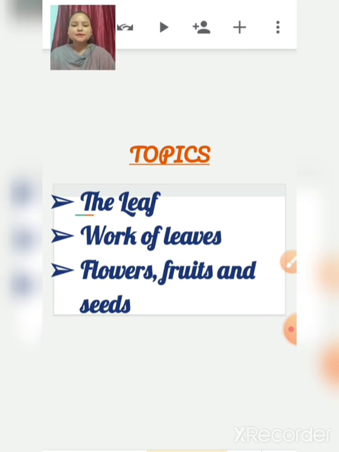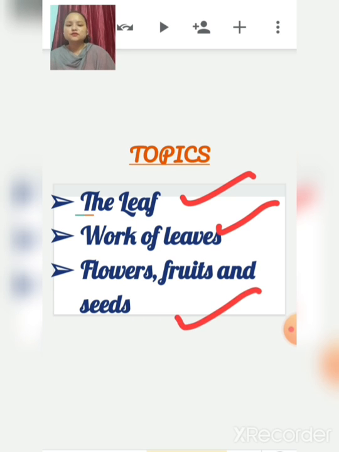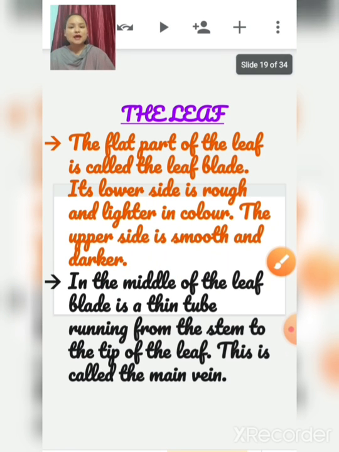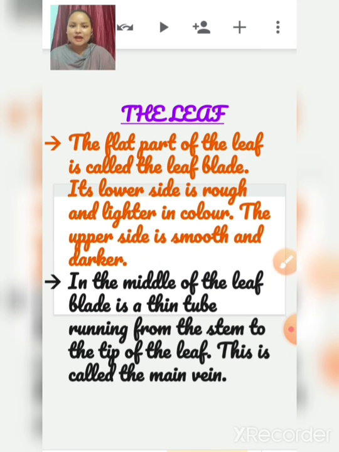Now today the topic which we are going to discuss is the leaf. What do leaves do? What is the work of leaves? And flowers, fruits and seeds. So as I have told you children, a plant is also a living organism, right? Like human beings, like animals, in the same way a plant is also a living organism, right?